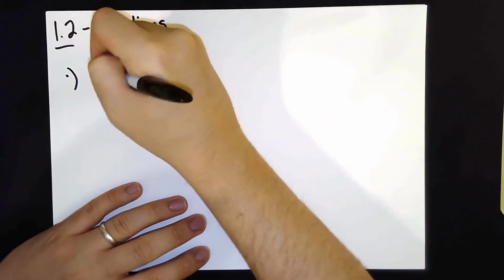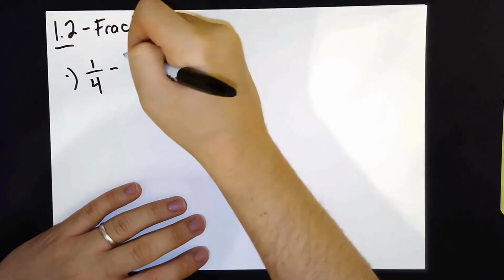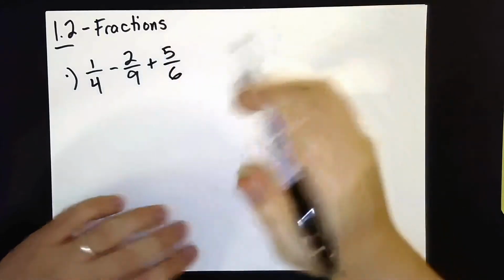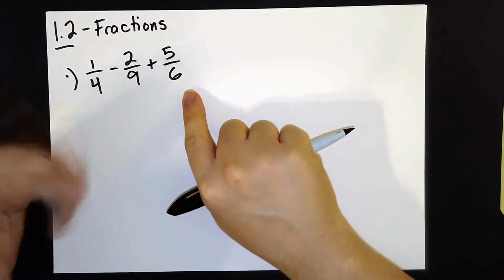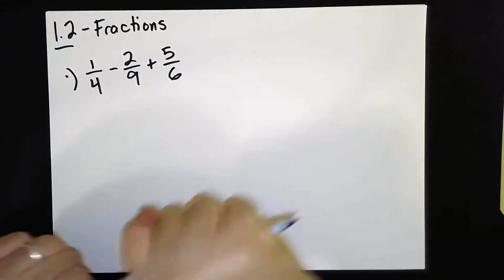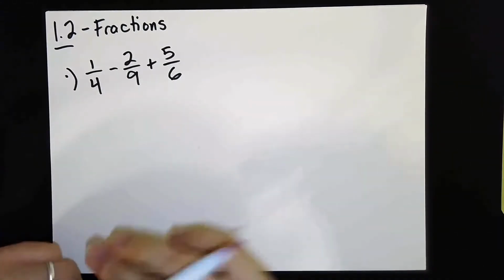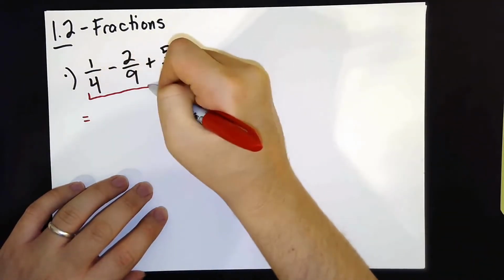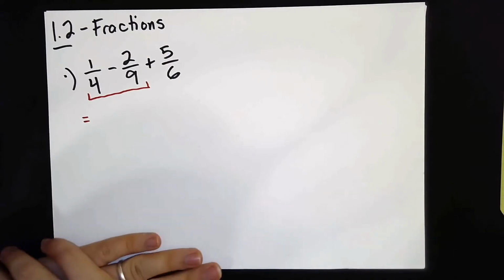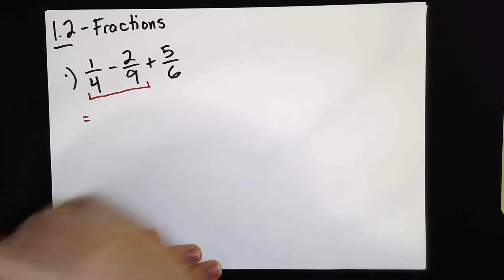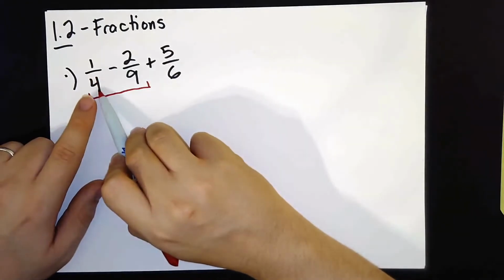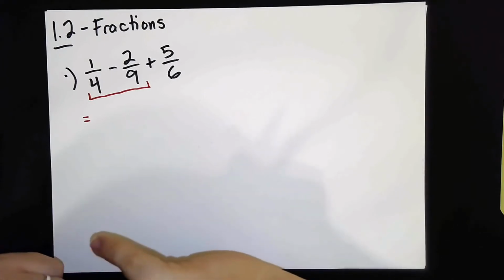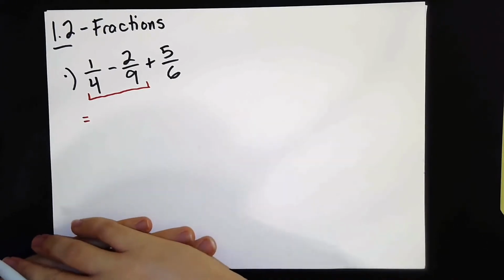So I want to do something like 1/4 minus 2/9 plus 5/6. And I want to make sure we know how to do just this, just to review before we jump into fractions that have variables in them. And so the thing you want to remember when you're combining fractions is that if you're adding or subtracting the fractions, you need to find a common denominator. That is, you need to find a number that both 4 and 9 go into. And so that number in this case would be 36.